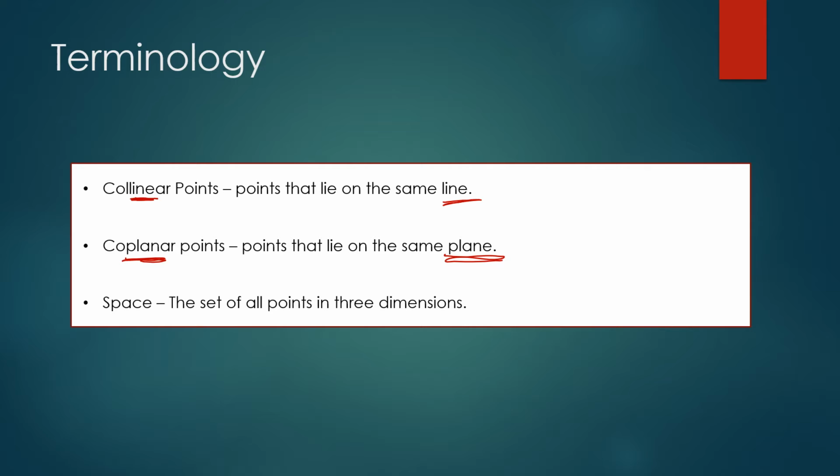And then the last one is space. And space is the set of all 3-dimensional things. So again, points are no dimension, lines are 1-dimensional, planes are 2-dimensional, and then space is everything in 3 dimensions. We honestly don't talk about space a lot just because it encompasses everything that we have, but it is good to know that that is what the 3-dimensional thing is called. We've got points, lines, planes, and then if we wanted to talk about everything, it is space.